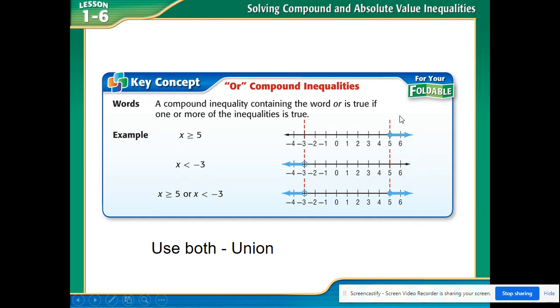So notice what happens here. We have a greater than 5 and a less than -3. And our answer has both of them on there. We just copy both of them down. There's really no thinking that has to really go on here. We just have to go ahead and write them both on the same graph because we're combining them.